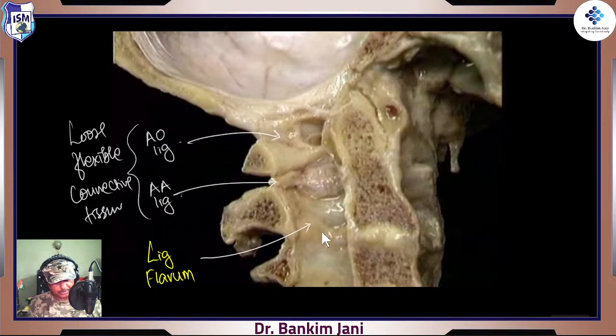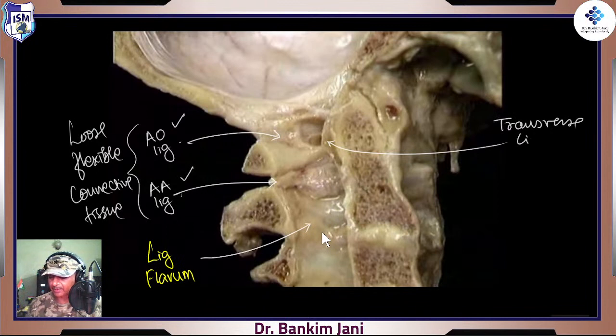Now, what's the logic? Because this is the area where there will be maximum movement, right? There will be maximum movement. So because of that movement, there is more flexible fibrous tissue. And that's why this AO joint and AA joint get the special privilege of having loose connective tissue. Meanwhile, this classically seen is the same old transverse ligament of atlas.